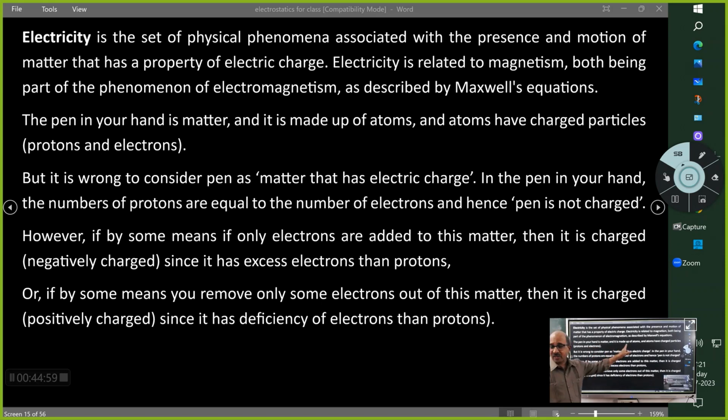So that is why electromagnetism, because it is a combination of both. Electron movement means electricity. Magnetism is the magnetic effect of electric current. Got it? Yes, sir. Right.